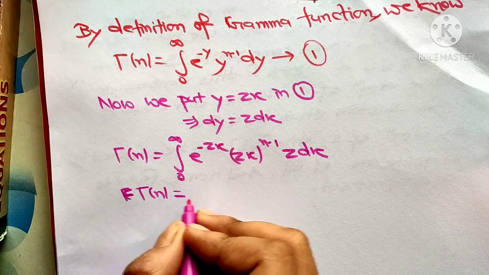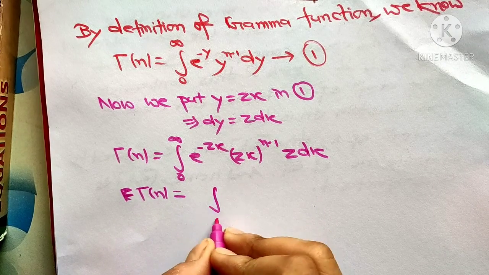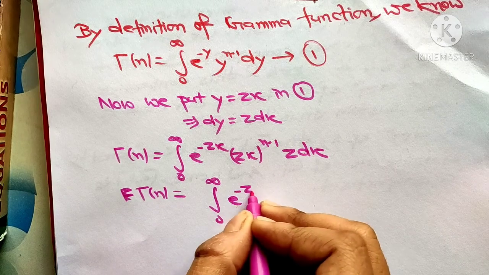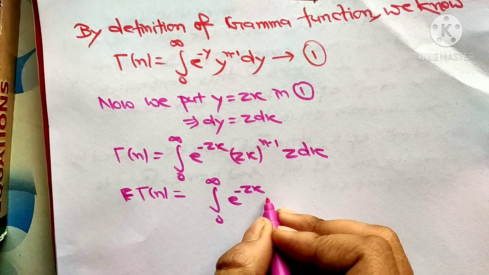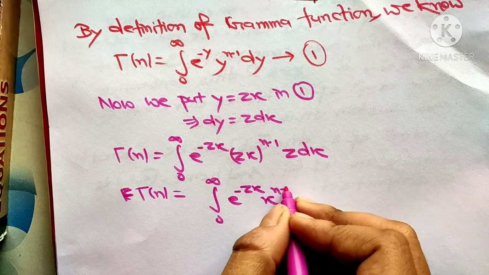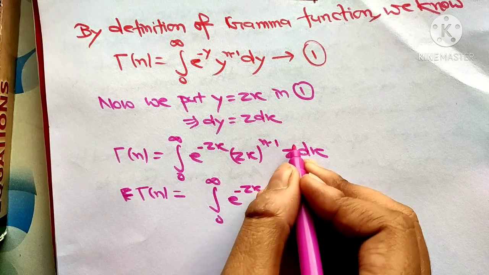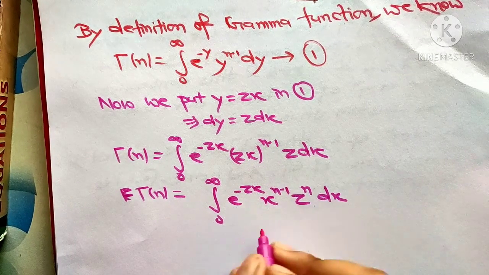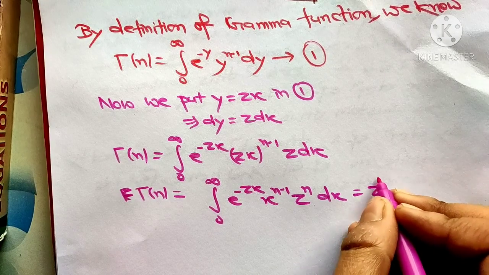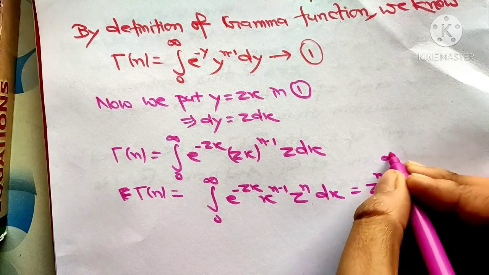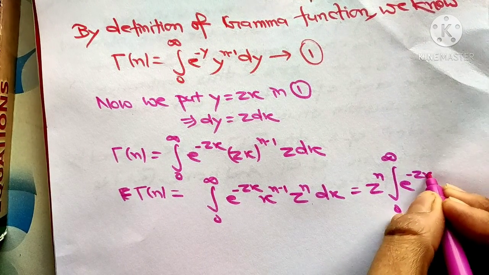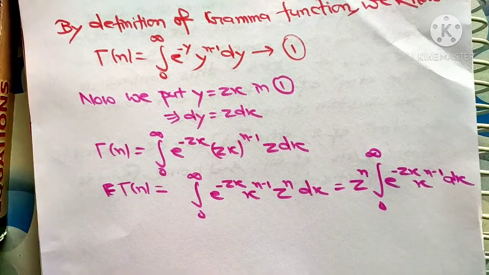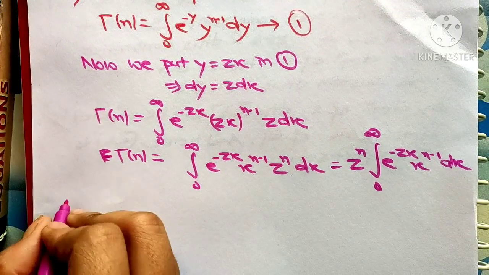Gamma n is equals to integral 0 to infinity e to the power minus zx, x to the power n minus 1, z to the power n minus 1, and this is z to the power 1, so this is z to the power n. This is constant, so keep it outside: z to the power n times integral of e to the power minus zx, x to the power n minus 1 dx. Fine.